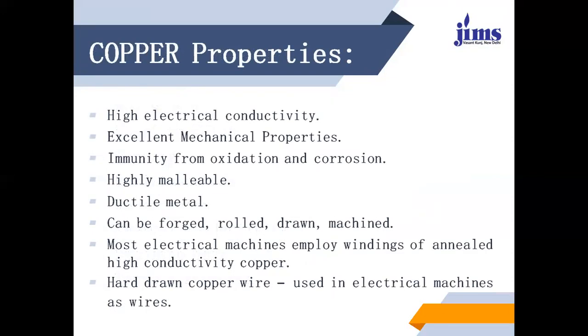Now the copper properties. Copper is the material most commonly used for windings. It has high electrical conductivity and excellent mechanical properties. It is immune to oxidation and corrosion, highly malleable and ductile, and can be forged, rolled, drawn, and machined. Most electrical machines employ windings of annealed high conductivity material. Hard drawn copper wire is used in electrical machines as a wire.